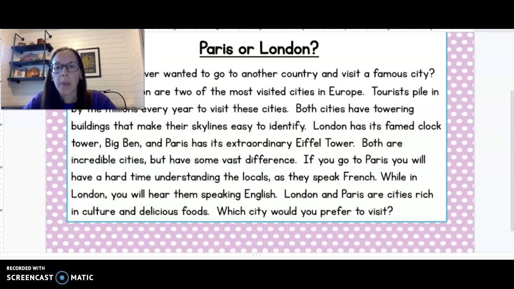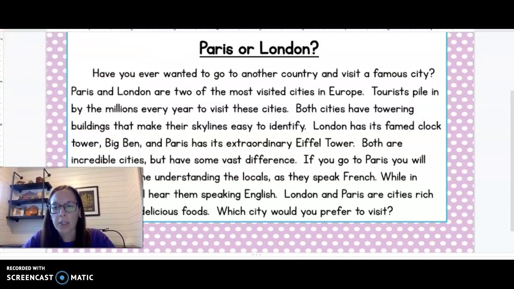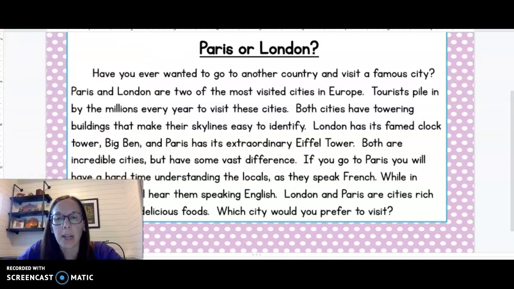This one is called Paris or London, and we're going to do the same type of thing. We're going to be looking for comparisons, and then we're going to be contrasting them as well, so looking for differences. Have you ever wanted to go to another country and visit a famous city?